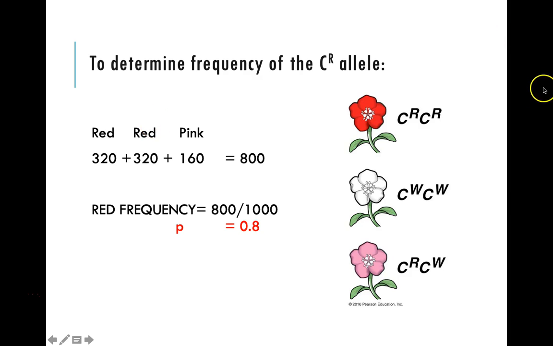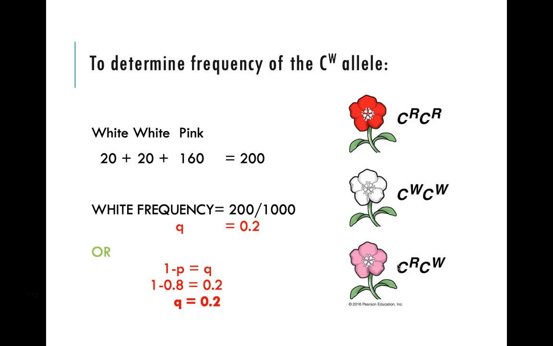But we also have that red allele in our pink flowers. Remember, they are our heterozygotes. So if we have 160 pink flowers, that means we have 160 red alleles because each individual has one red allele. So if we total that all up, we get 800 red alleles divided by 1,000 alleles total. So our P value, the allele frequency of our red allele, is 0.8. If you need to work through that on your own, pause now and take some time to do that.